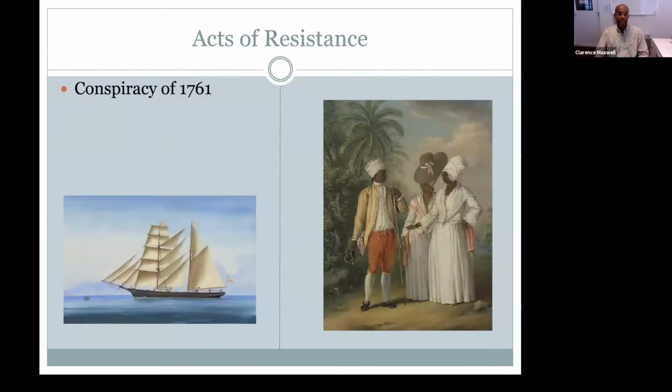And the last major act of resistance was the Conspiracy of 1761, under the governorship of William Popple. One of the things he found himself confronted with was that a number of people were overheard saying that the blacks in Bermuda were going to rise up and kill all of the whites in the colony. The event didn't occur. The conspiracy was stopped, and there were executions as a result of it.